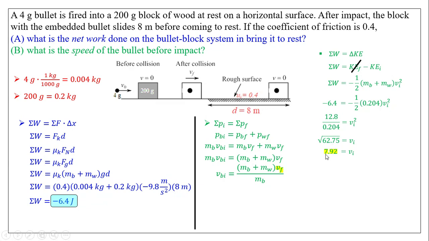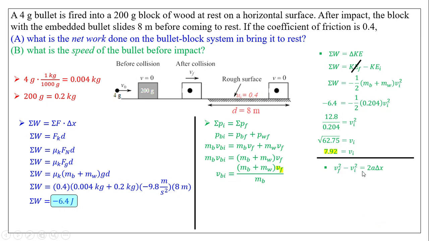Okay, so this is how fast the system enters the rough segment. But this VI is the VF after the collision. So really I found this VF. So VF here is 7.92. Now, the other thing you can do, if you don't like to use the work kinetic energy theorem to find this VI, you can just use kinematics.